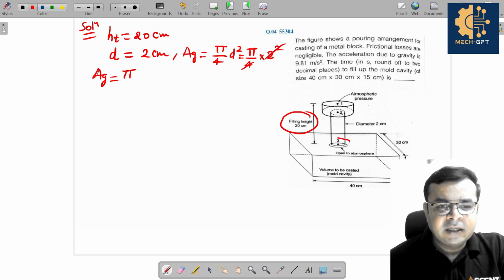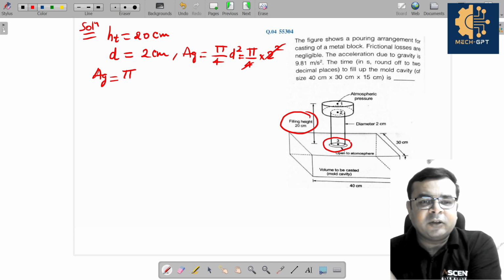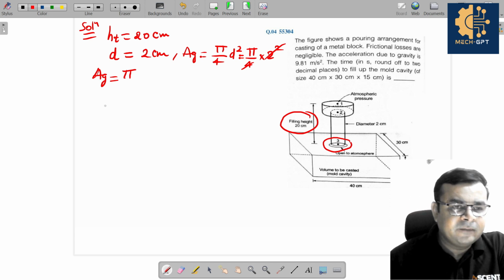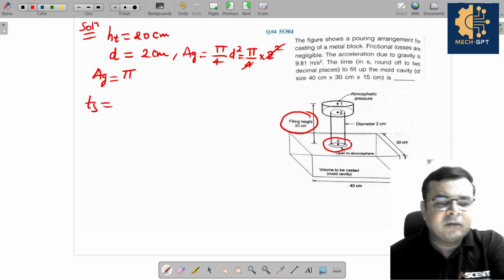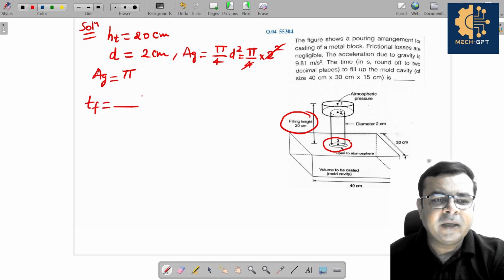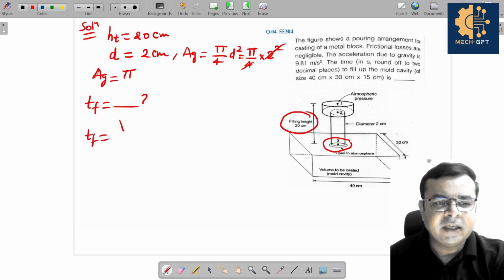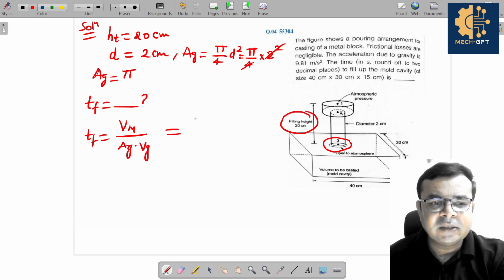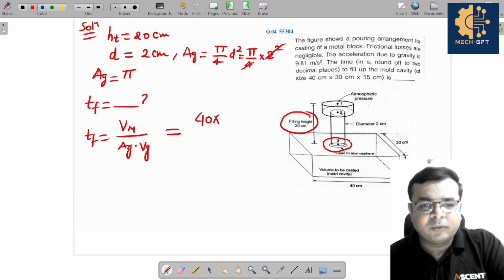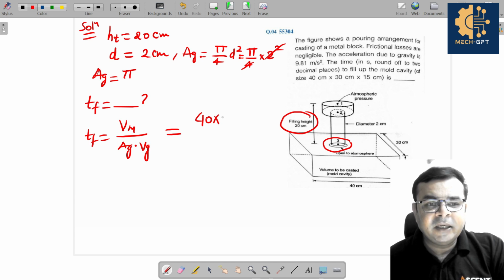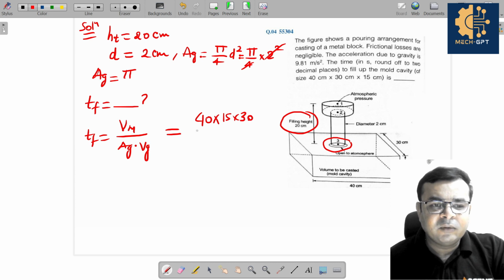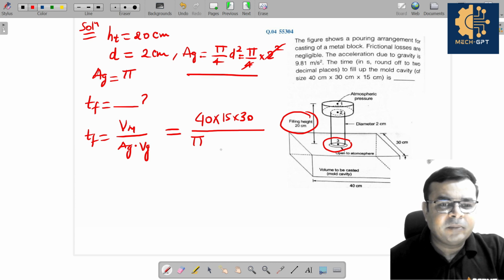So once again you can see, since the molten metal enters the mold cavity at the top surface, this is a case of top gating. So here we need to calculate the pouring time for top gating. The pouring time of top gating can be written as Vm over Ag into Vg. Yes or no? And the volume is nothing but length into width into height, that is 40 into 15 into 30. This is the volume of the casting, over Ag, which is pi. After simplifying this, here we get pi into what about Vg? Vg is nothing but root 2g Ht. Yes or no? Root 2g Ht.